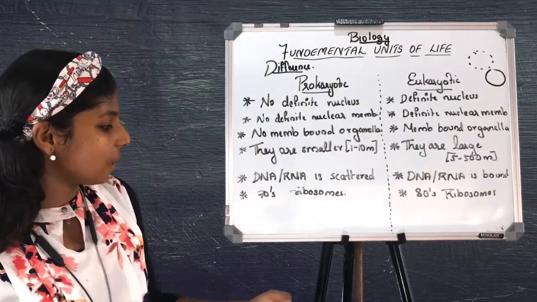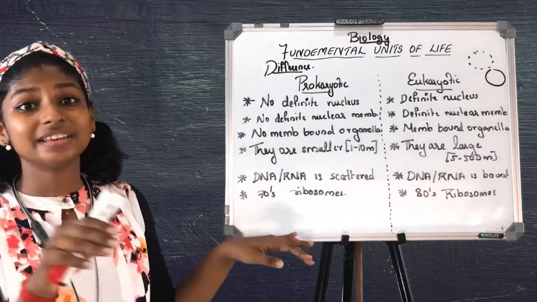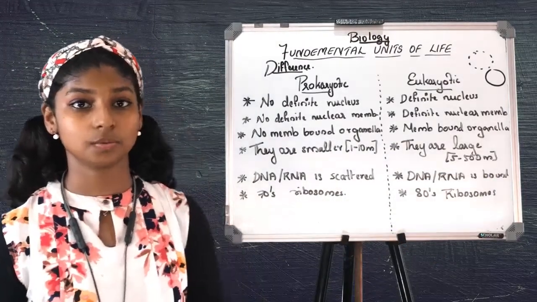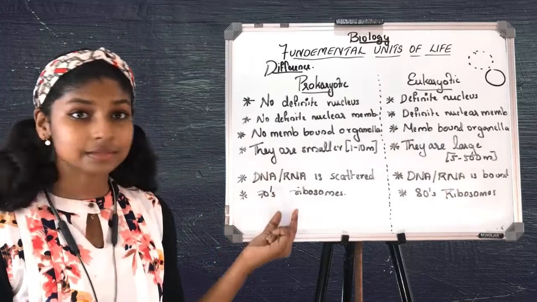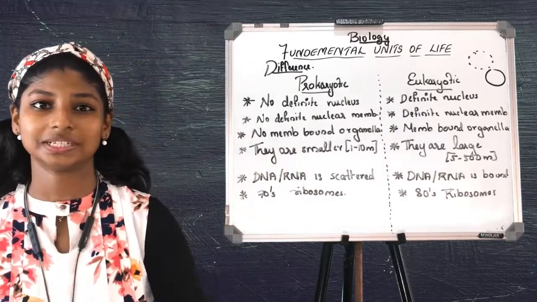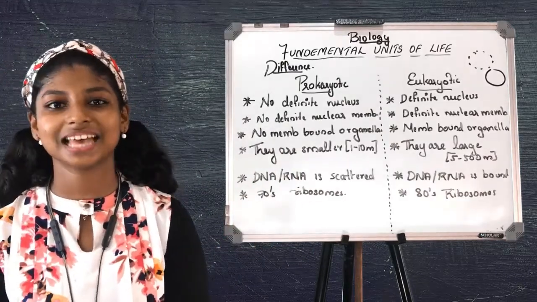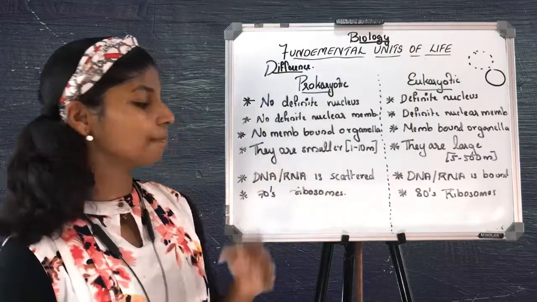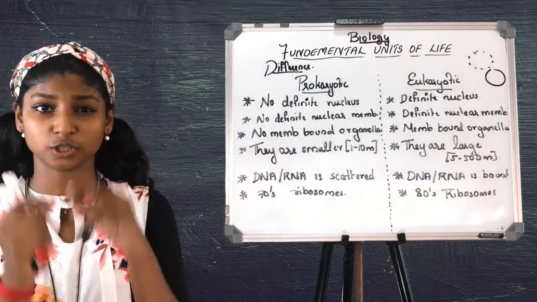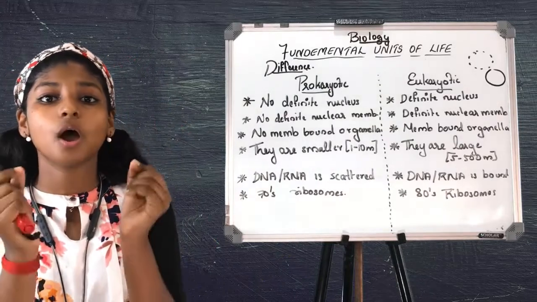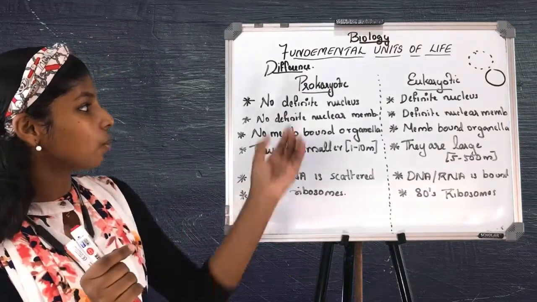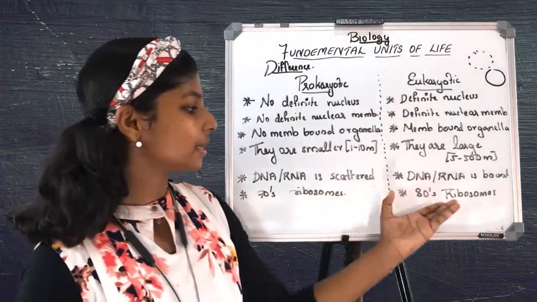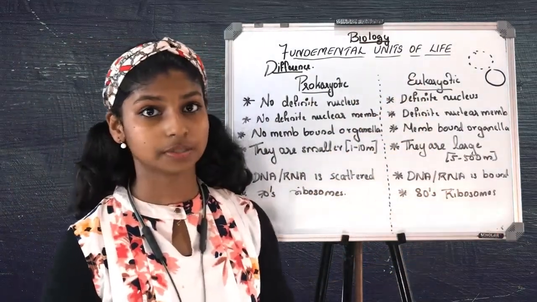And the last and final one is ribosomes. Prokaryotic cells have 70S ribosomes, and eukaryotic cells have 80S ribosomes. Here the S means Svedberg's unit, and the ribosome is a small, spherical shaped organelle. So prokaryotes have 70S ribosomes and eukaryotes have 80S ribosomes.